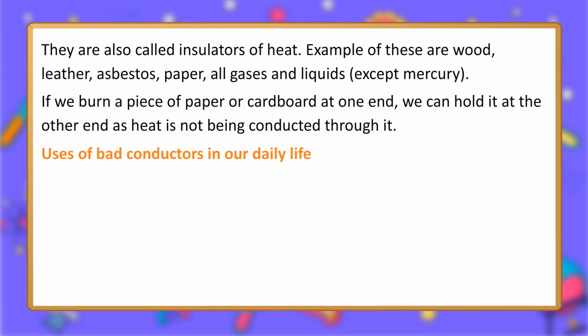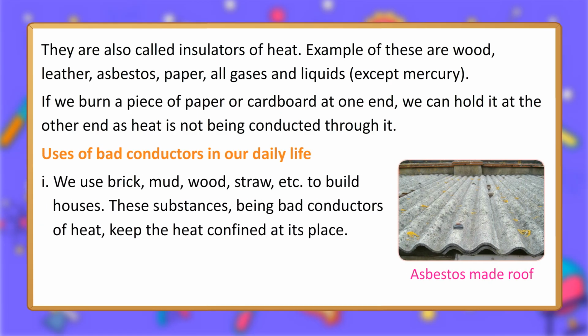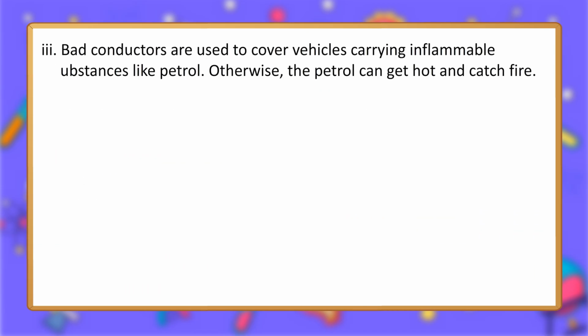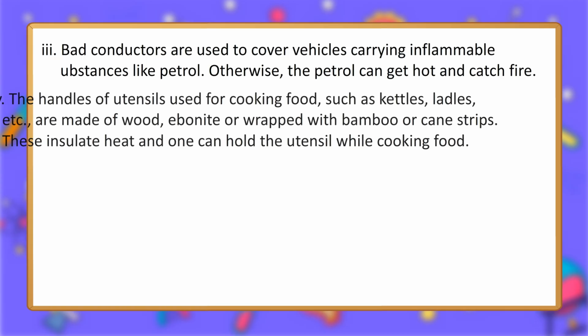Uses of bad conductors in our daily life. 1. We use brick, mud, wood, straw, etc. to build houses. These substances, being bad conductors of heat, keep the heat confined to its place. 2. Roofs and sheds are made of asbestos to keep the houses cool. 3. Bad conductors are used to cover vehicles carrying inflammable substances like petrol. Otherwise, the petrol can get hot and catch fire.